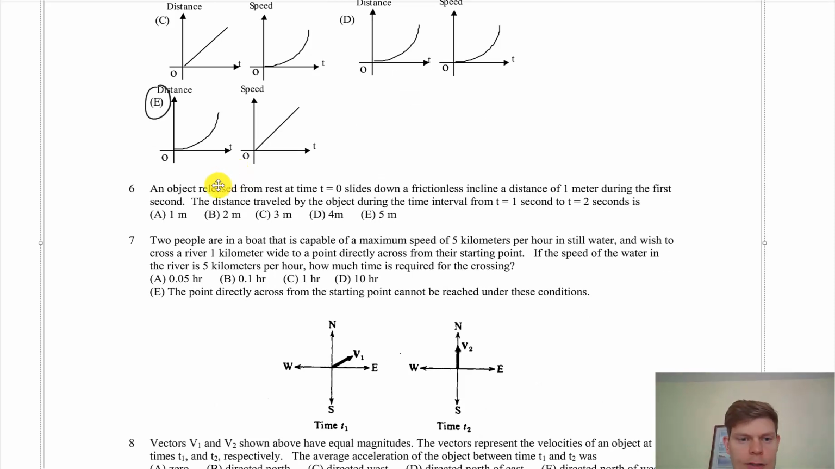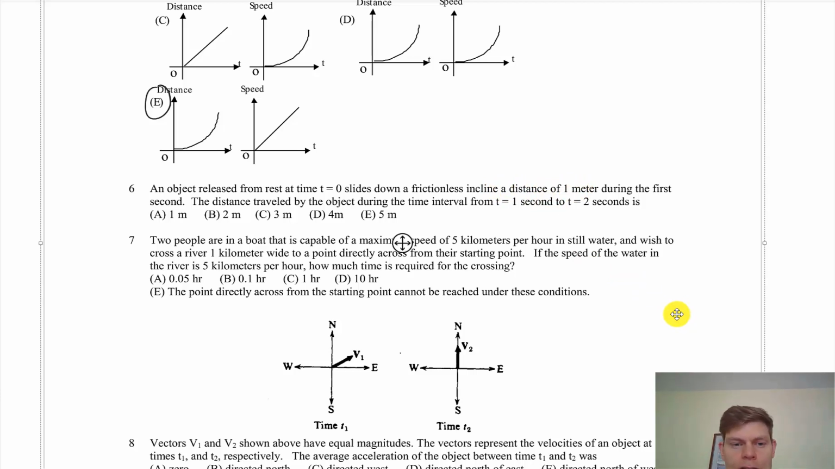So then we got an object released from rest at time t equals 0, slides down a frictionless incline a distance of 1 meter during the first second. Distance traveled in the time interval from 1 second to 2 seconds. This seems like it would be easy, but it's totally not. Or at least it's not until you get the hang of it.